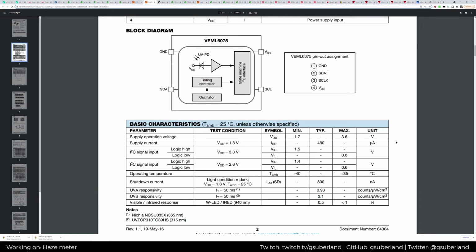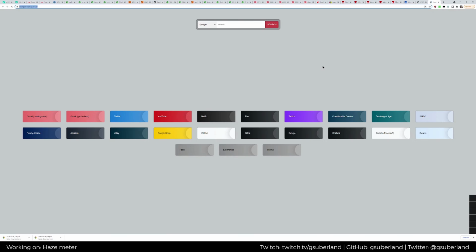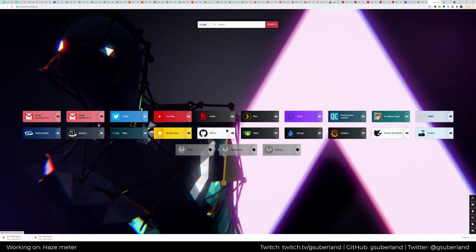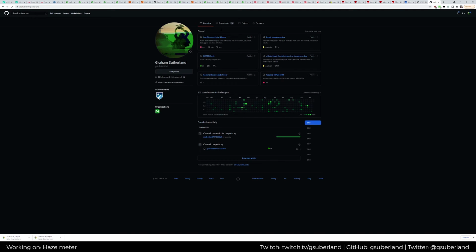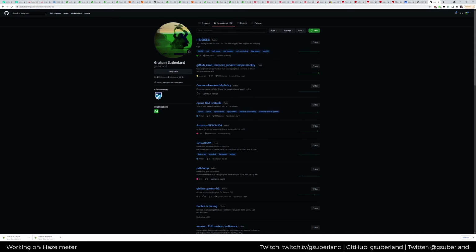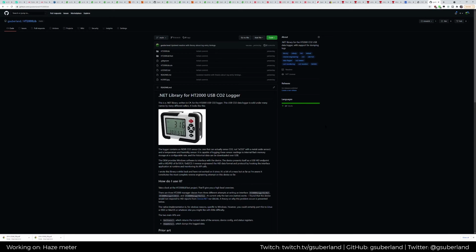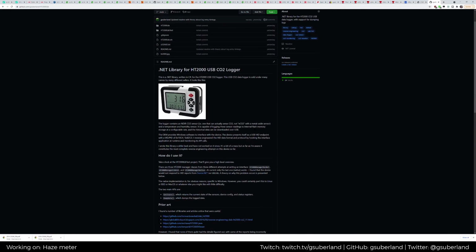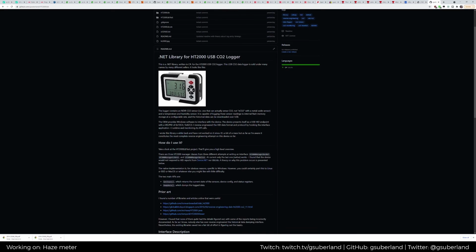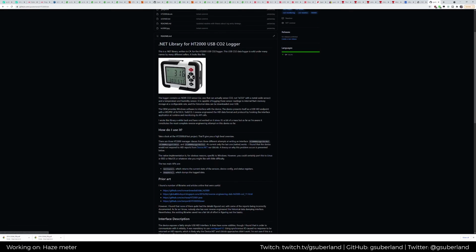Speaking of which, if you missed it, I finally got round to... This is a bit of a tangent here, but me, massive ADHD. I put this thing up on GitHub. So a long while back, I was working on reverse engineering the HID protocol for this CO2 logger. You can get one. Don't buy them on Amazon because they're like $200 or something absurd. Go get one off AliExpress. They're about $60.